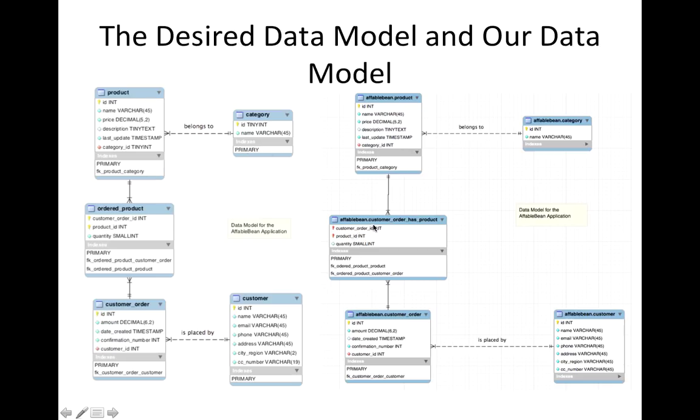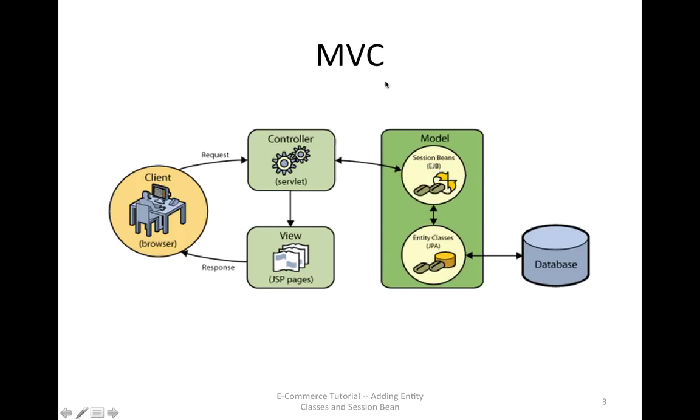Second is the table name. For this table, we still call it customer order has product. However, in the desired data model, it is called ordered product. So we need to change this. Let us see this MVC model. You can see why we need to change.